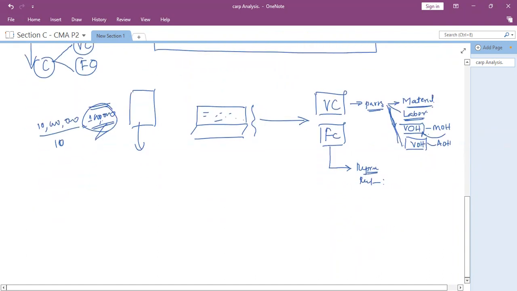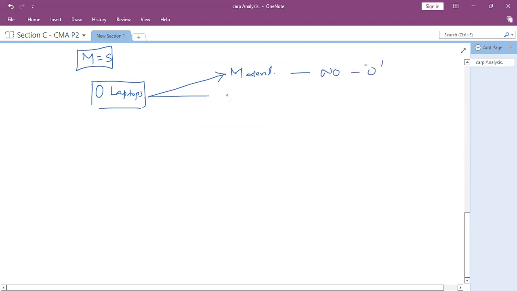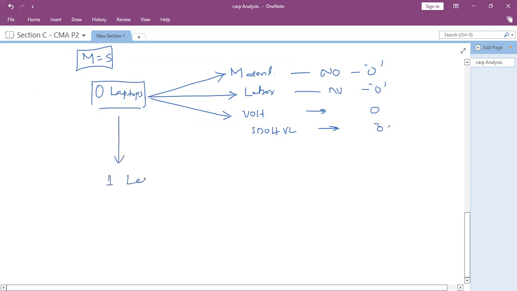So now you tell me, if I am manufacturing 0 laptops, assume manufacturing is equal to sale. If I am manufacturing 0 laptops, do I need to incur material? No, sir, 0. Is it needed to spend on labor? No, 0. Variable overhead? No. Selling and distribution overhead? No, 0. If I manufacture 1 laptop, let us assume material I am using $500. Labor I am using $250. Variable and selling and distribution I am using $250.